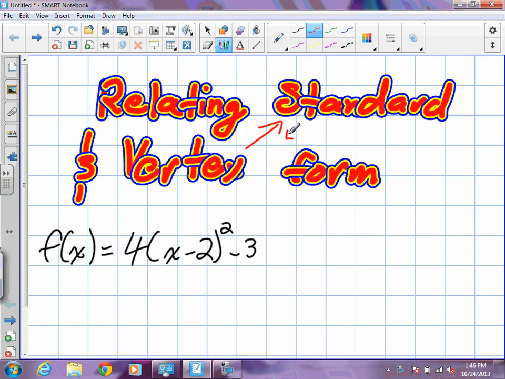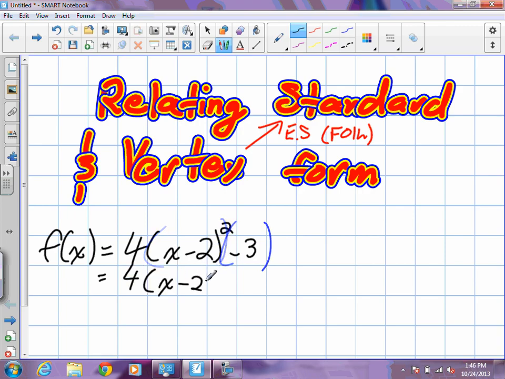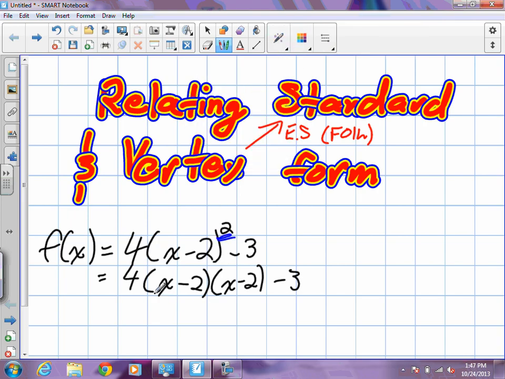So I'm going to call it E.S., or I'm going to put kind of like a bracket around FOIL, because it's essentially distributive property and then collecting like terms. So what we have here is a bracket that is squared. To expand and simplify, we need to rewrite this bracket twice. So our next step will say 4 multiplied by x minus 2 times x minus 2 minus 3. All we did there, because this entire bracket was squared, we rewrote the base twice.